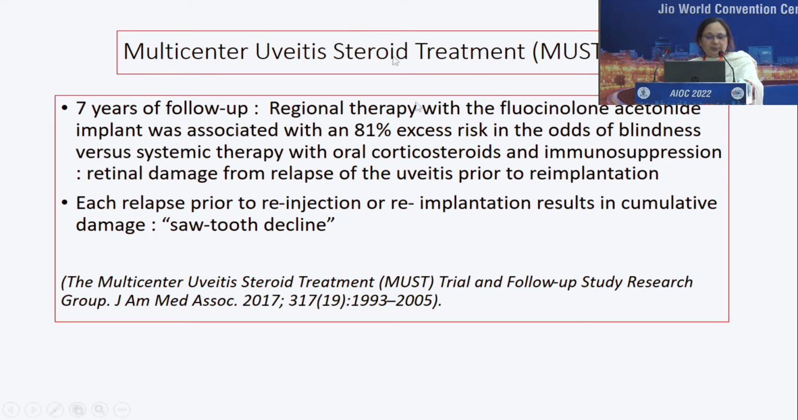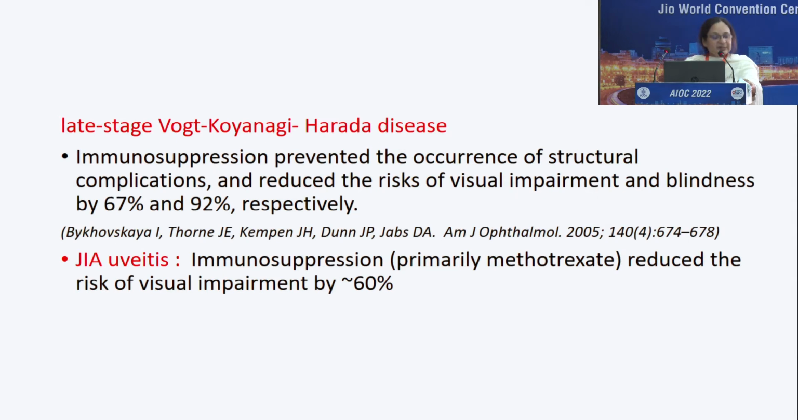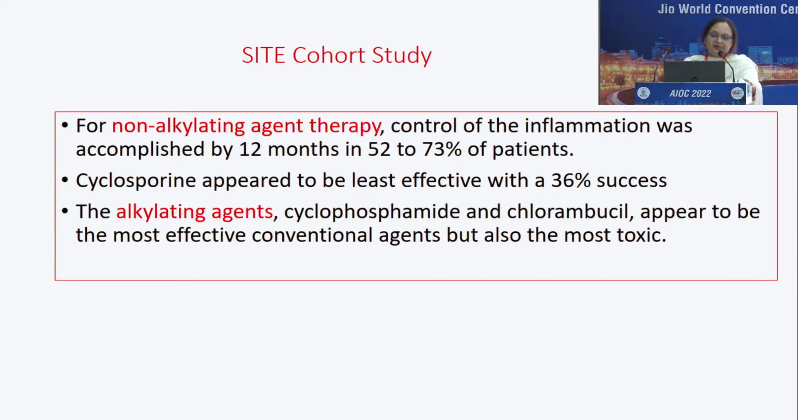And each relapse prior to re-injection or re-implantation, because you can't really fine-tune the timing of re-injection and there would always be delays in real life, causes cumulative damage, which has been defined as sawtooth decline. So evidence of effectiveness of immunosuppression has been very well documented in birdshot, multifocal choroiditis, late stage of VKH disease, and of course JIA uveitis. The cohort study dealt with non-alkylating agents and alkylating agents. Alkylating we are not using anymore, but non-alkylating they do help.